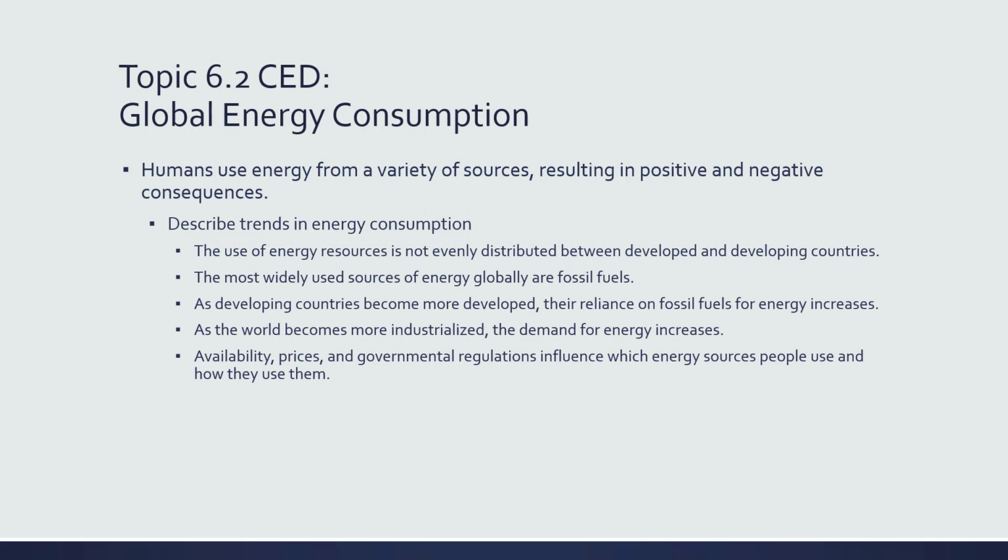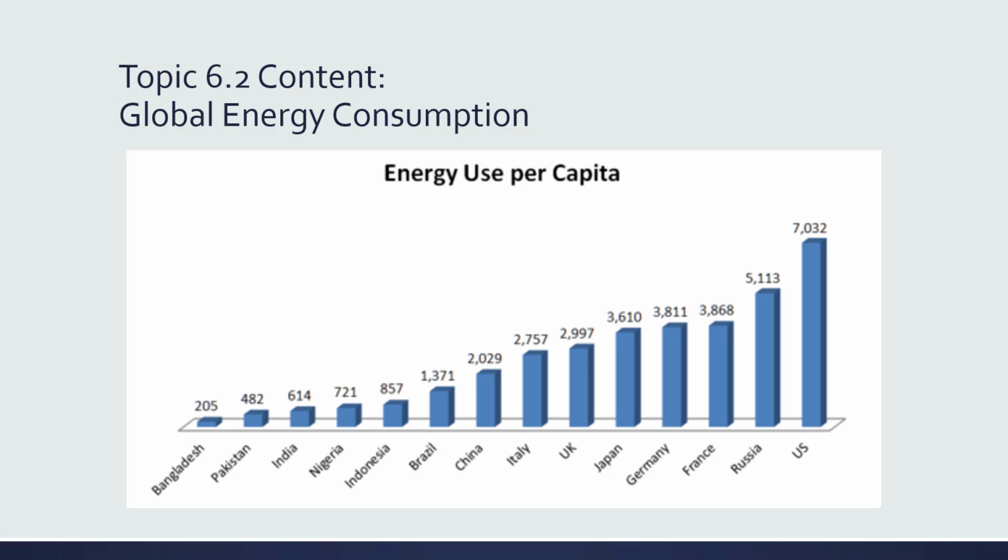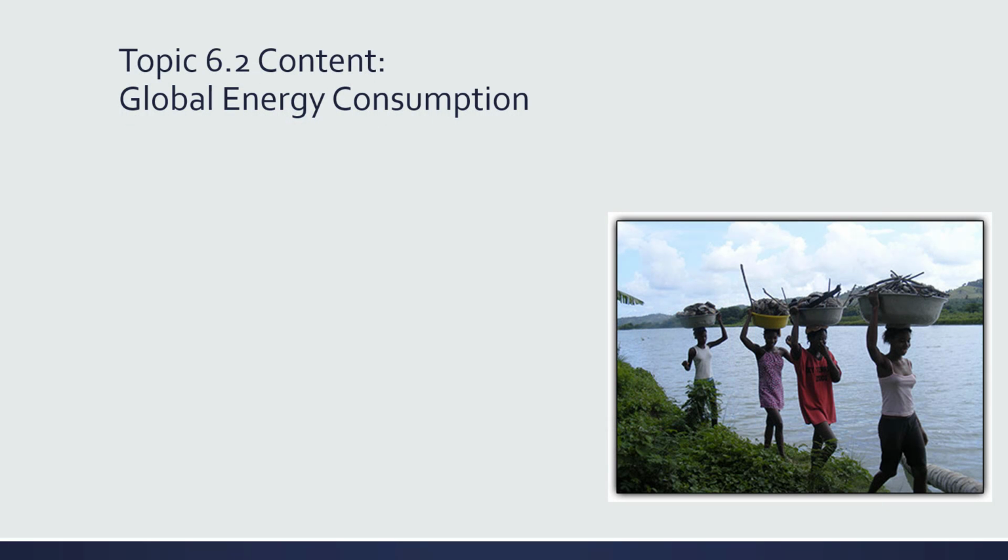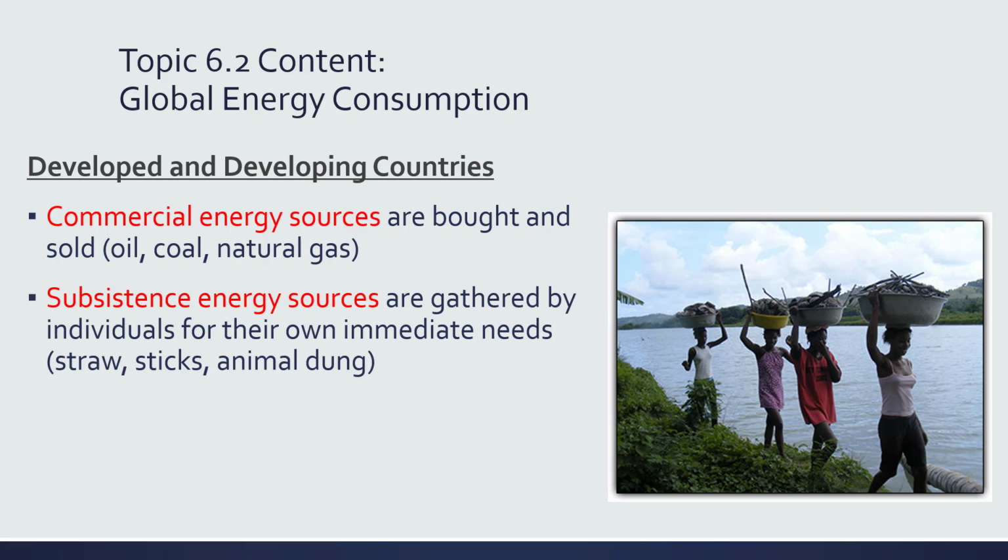All right, topic 6.2 is about global energy consumption. If you haven't noticed, developing countries use less per capita than developed countries. Remember, per capita means per person. There are some other trends we're going to tie together with human populations in terms of energy use. Developed countries use commercial energy sources. They buy them, oftentimes from other places: oil, coal, and natural gas.